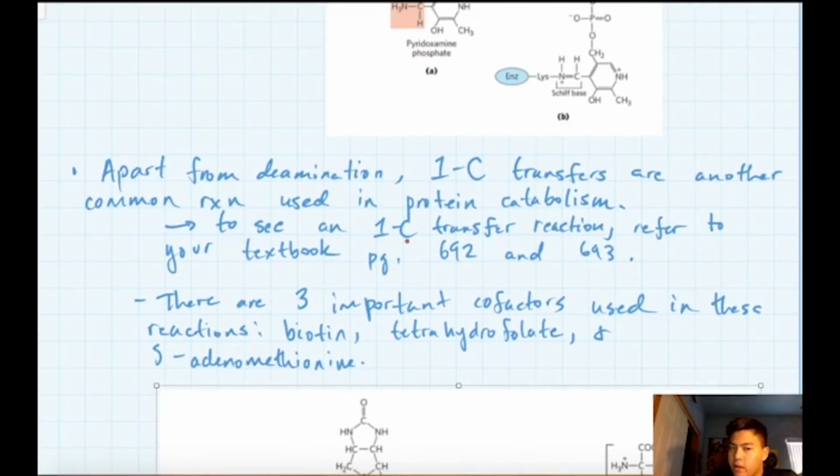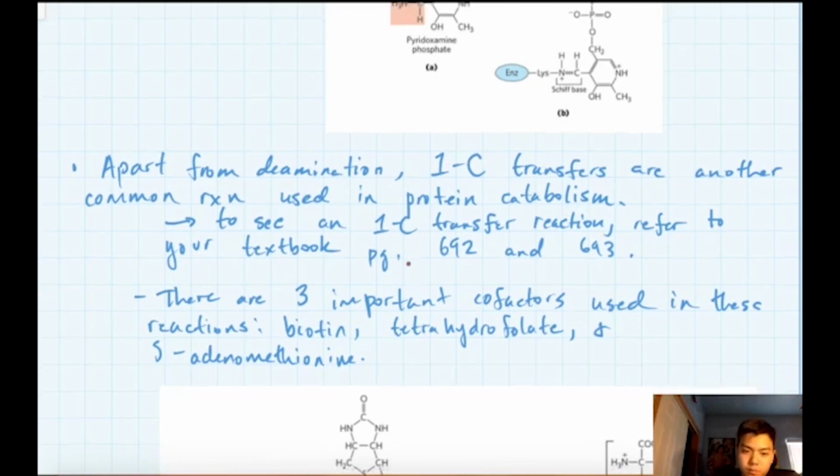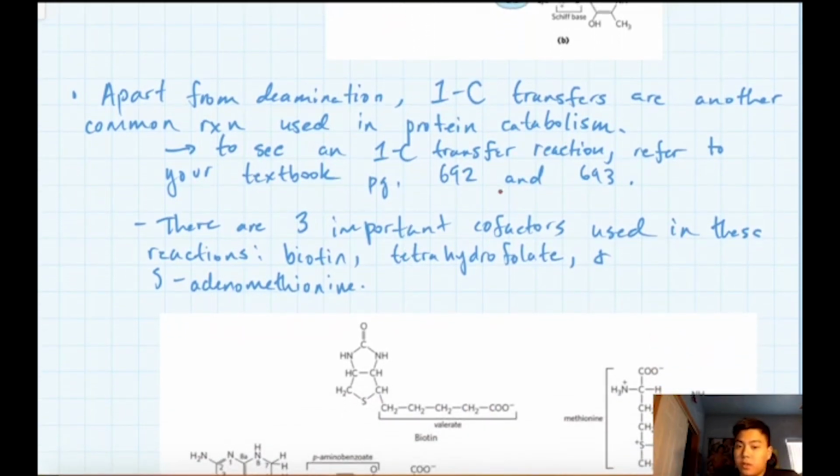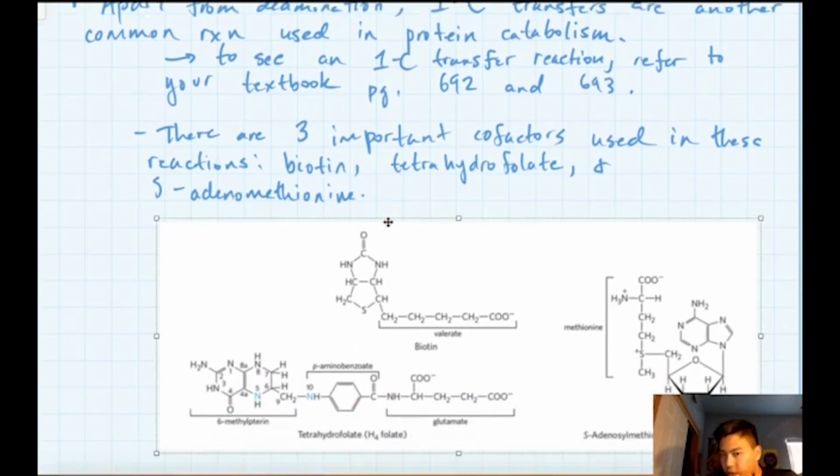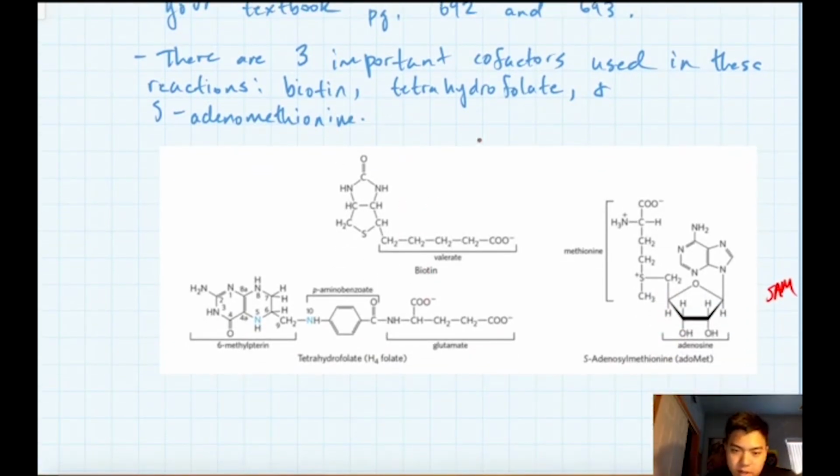So apart from that, there's one other reaction that the book mentions, and we don't have to know this to the fullest extent, but we have to be able to recognize it when we see it. And this is a 1-carbon transfer. Some examples are on page 692 and page 693 in your book. So if you can just recognize what's happening, then that's great. There are 3 important cofactors for these types of reactions. They are listed right here: biotin, tetrahydrofolate, and S-adenosylmethionine, or SAM for short.